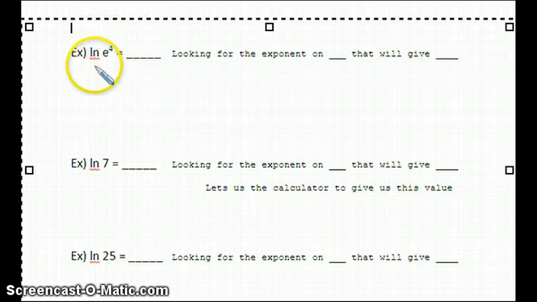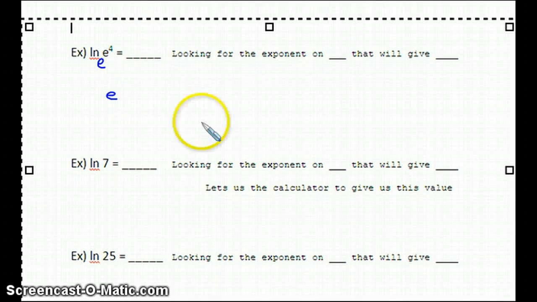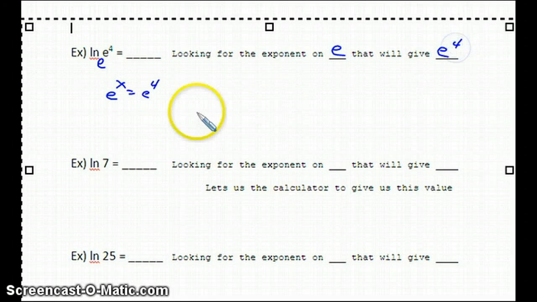Writing this one in exponential form, again put our base of e down here. This is saying e raised to some power, which we don't know, so we'll call that power x, has to be equal to e to the 4th. I'm looking for an exponent on e that will result in e to the 4th. Again, the bases are the same, so x would have to equal 4.